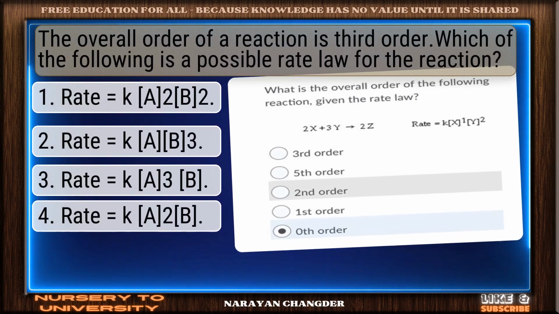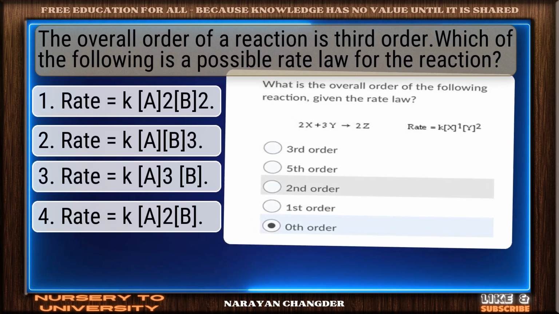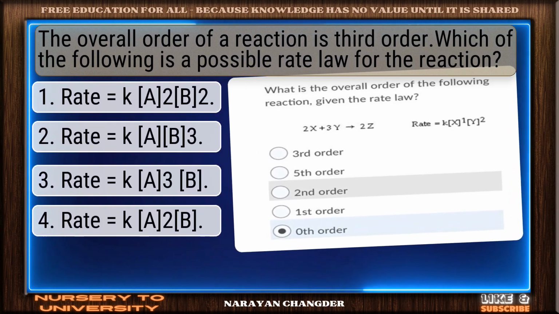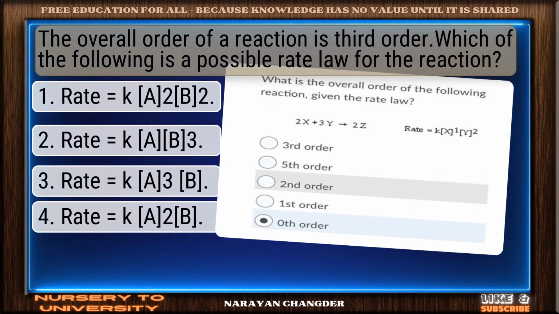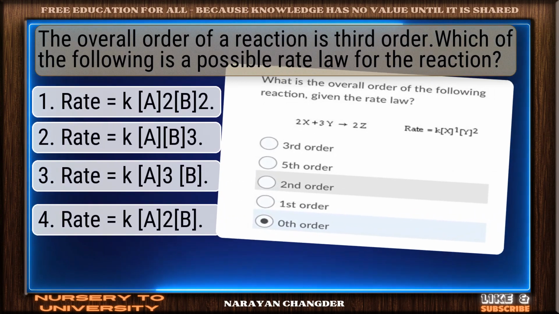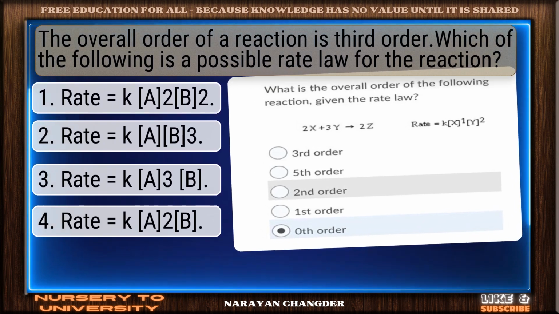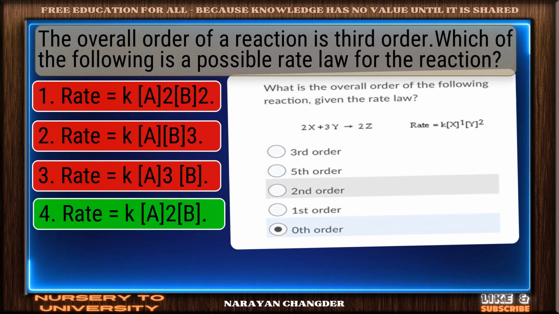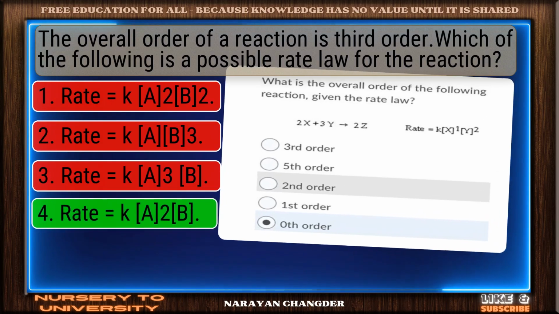The overall order of a reaction is third order. Which of the following is a possible rate law for the reaction? Option 1, rate equal to k[A]^2. Option 2, rate equal to k[A]^3. Option 3, rate equal to k[A]^3. Option 4, rate equal to k[A]^2[B]. You got it, rate equal to k[A]^2[B].